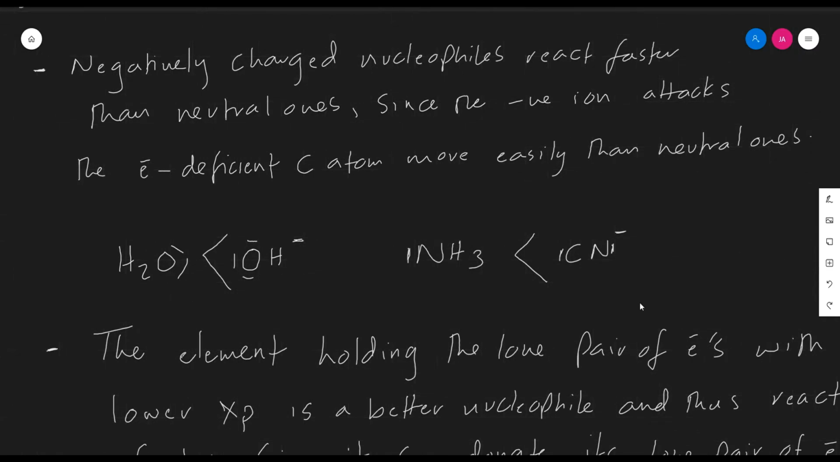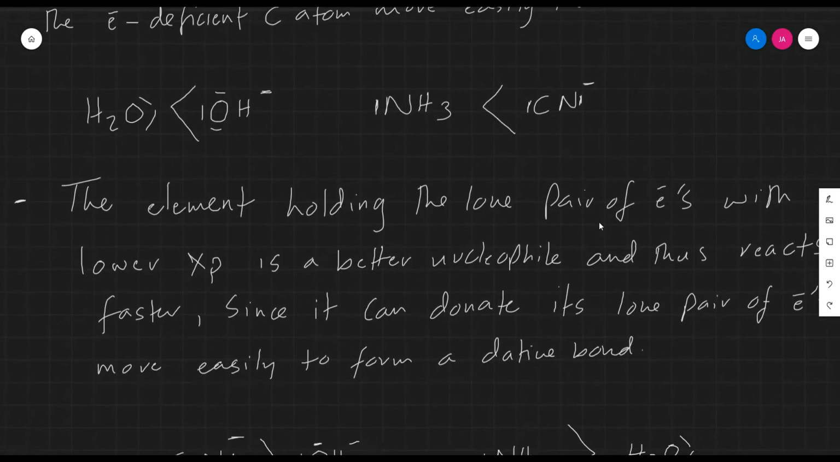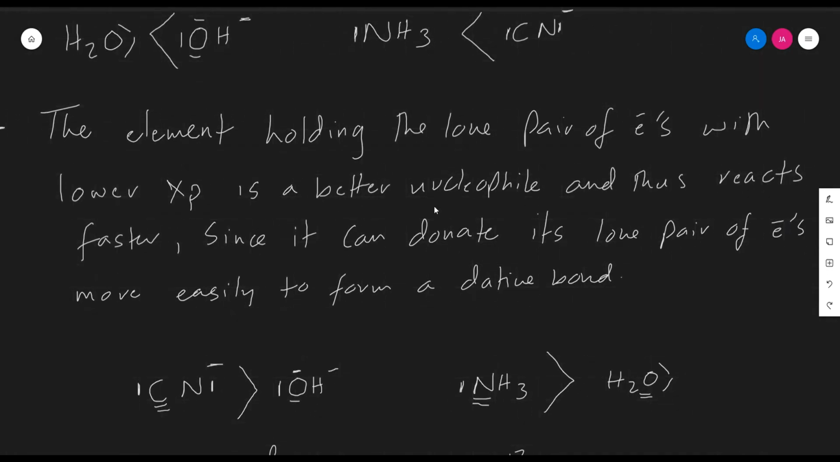nucleophiles, this would depend on the electronegativity of the atom bearing the lone pair in the nucleophile, which it is going to donate to the electron deficient carbon. I will clarify right here. Thus, the element holding the lone pair of electrons with the lower electronegativity value is a better nucleophile and thus reacts faster, since it can donate its lone pair of electrons more easily to form a dative bond.